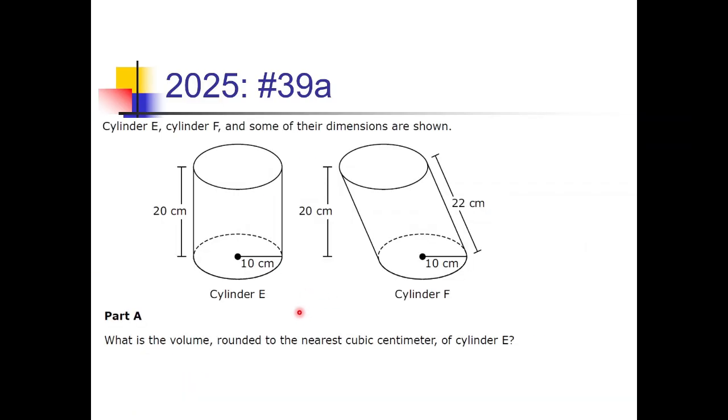For this one, we've got a two-parter. First part, we want the volume rounded to the nearest cubic centimeter of this first cylinder they've drawn for us, cylinder E. So the volume of a cylinder in general is going to be pi r squared times h. Again, that's something you can look up on the formula sheet. And we're basically just plugging in the r and the h values here. So we've got pi times 10 squared times 20. And we just have to plug that in and round it off.